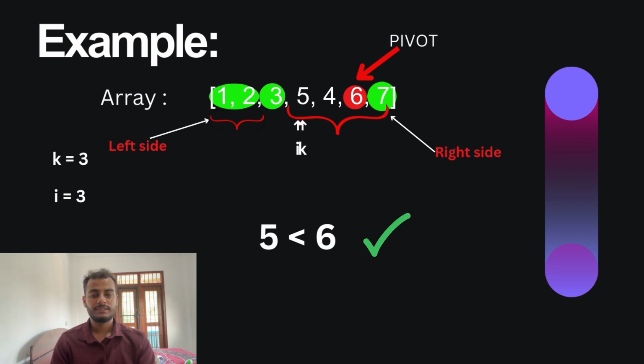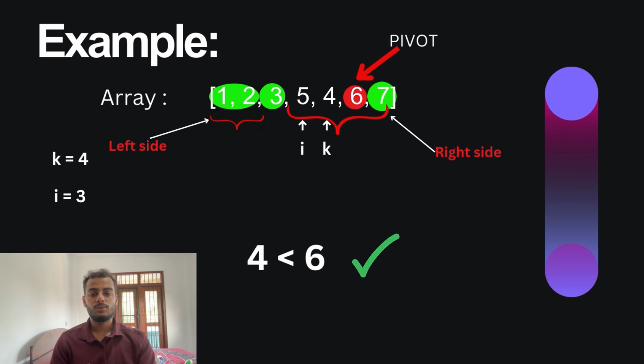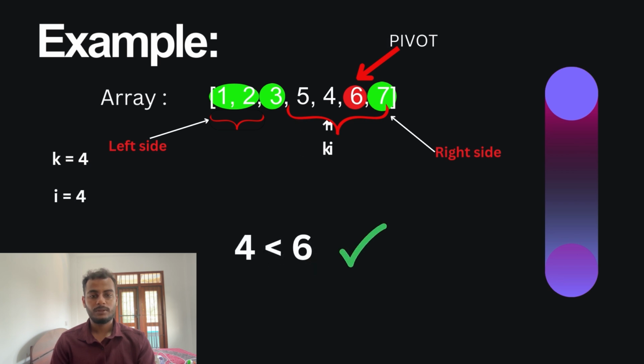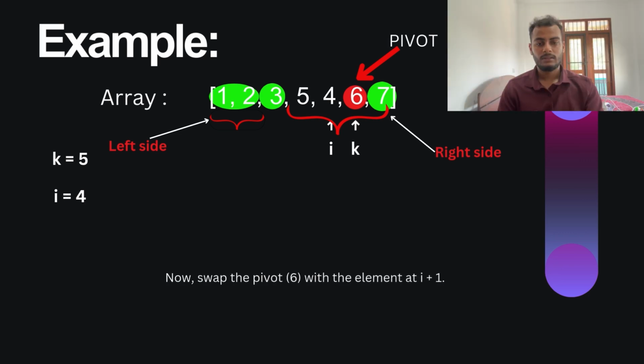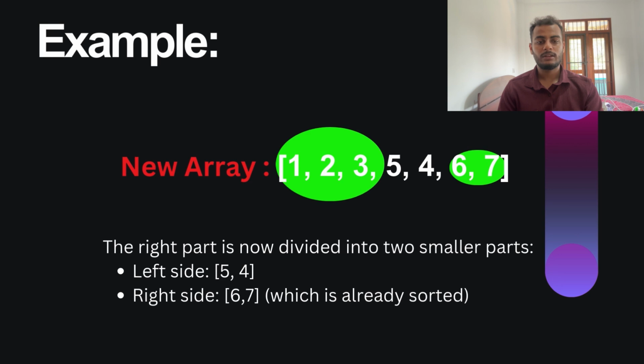No changes. Now k equal 4. Element 4 is less than the pivot 6. Increment i to 4 and swap elements at i equal 4 and k equal 4. No changes. Now swap the pivot 6 with the element at i plus 1. That means index 5. Since the pivot is already in the correct position, no actual swap is needed. Now the array remains 2, 1, 3, 5, 4, 6, 7.